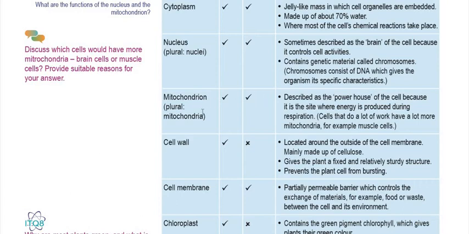Then we have the mitochondrion. It's described as the powerhouse of the cell because it is the site where energy is produced during respiration. Cells that do a lot of work have a lot more mitochondria. For example, muscle cells. So the cells that do most of the work, that are in constant work, have more mitochondria.